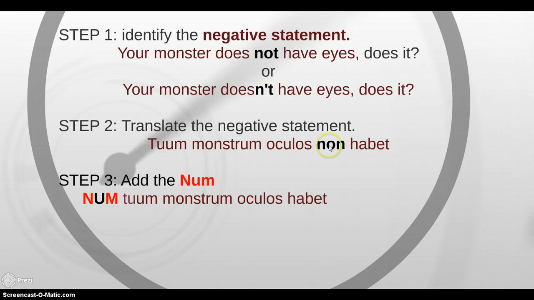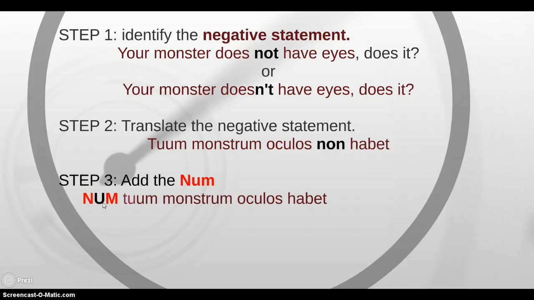The "not" goes to a non when we translate it. But here's the kicker. Look at step 3. We're going to add num to the beginning of the sentence. And when we add num, we take out the non. Because num is negative, so num already includes the non. That's why I put this in black. So num tuum monstrum oculos habet means your monster does not have eyes, does it? So num tuum monstrum oculos habet. The non is already in the num. You don't need to say not twice.